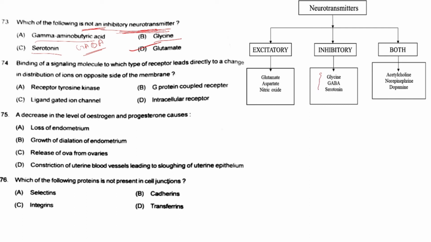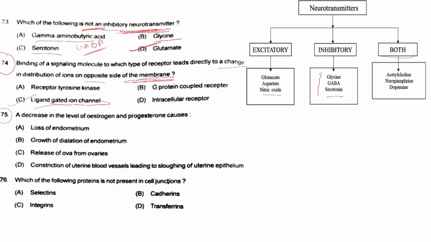Inhibitory neurotransmitters are glycine, GABA and serotonin, whereas excitatory ones are glutamate, aspartate and nitric oxide, and here it is both. Next, question number 74. Binding of a signaling molecule to which type of receptors leads directly to change in distribution of ions on opposite sides of the membrane? The right answer for this will be option C, that is ligand gated ion channel.